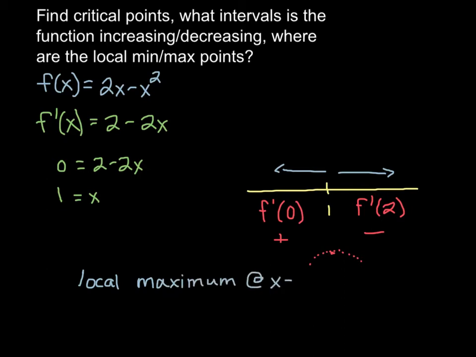At x equals 1. Now they said point, so I'm assuming they want us to find the coordinate value. So I'm just going to plug it into f of x, and we're going to get 1, 1. Okay, so this is our answer.